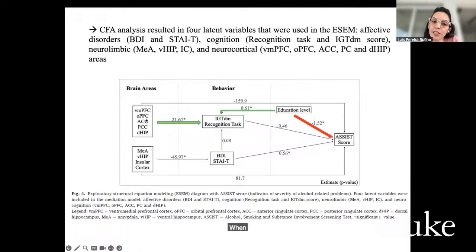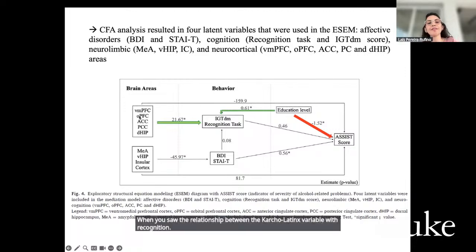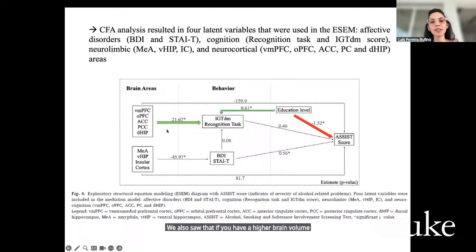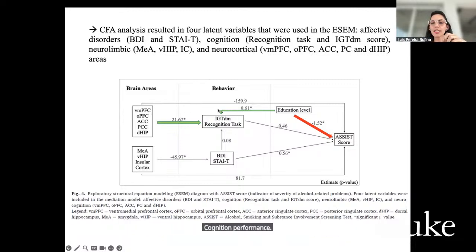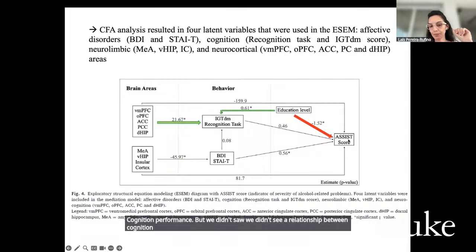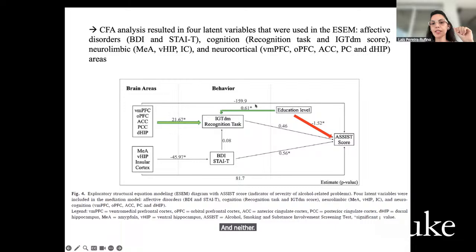When you saw the relationship between the cortical latent variable and cognition, we also saw that if you have a higher brain volume of these regions, you have a better performance on memory and cognition. We know that we cannot make the brain grow, so you can interpret it in the opposite way. So if you have a lower volume of these cortical regions, you have a lower cognition performance. But we didn't see a relationship between cognition and the ASSIST score, and neither do the cortical areas influence the ASSIST score. So we can see that the cortical areas effect is negative, but not significant.